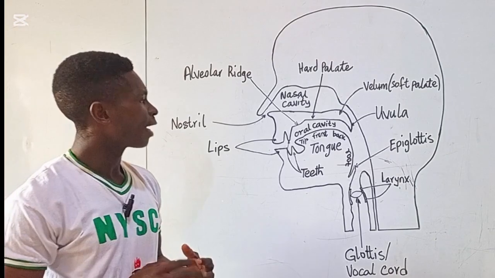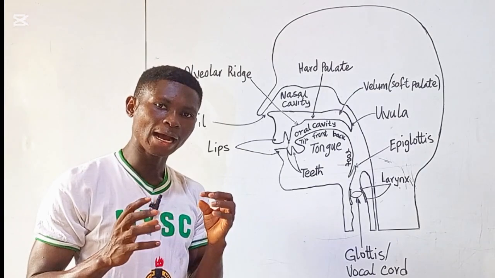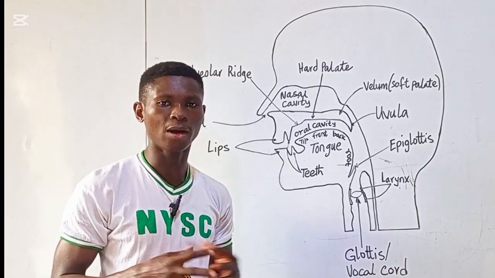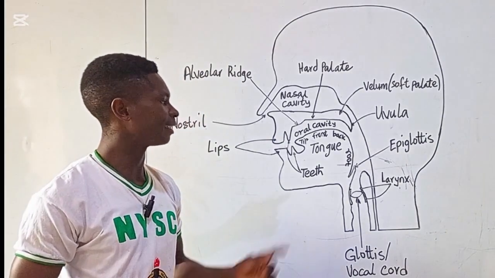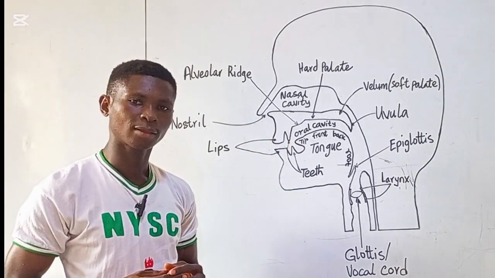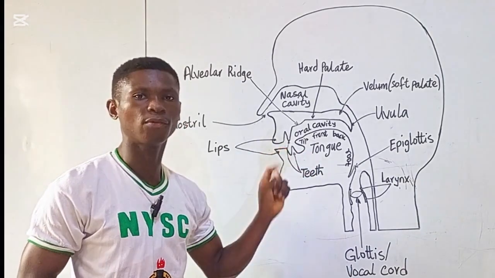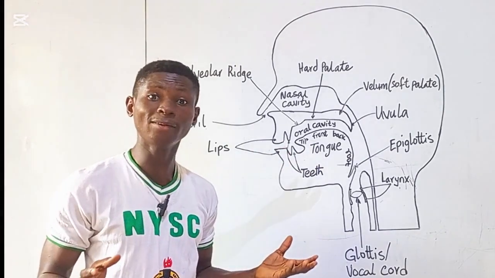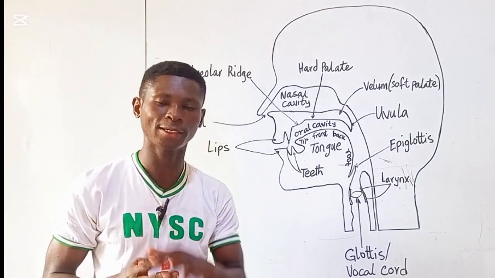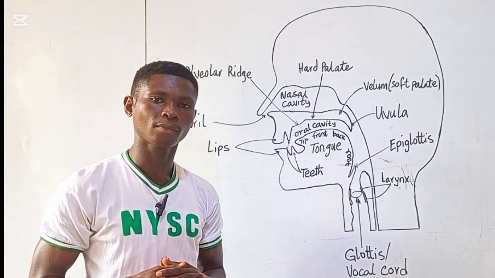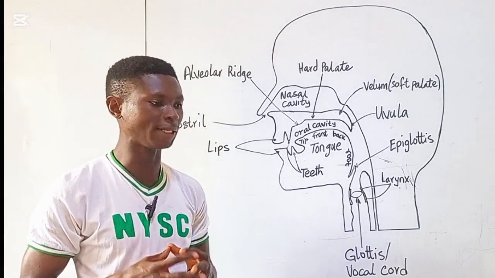All right, we have yet another very important part of the mouth that can enhance articulation of sound, and that is the tongue. I can call this the major organ of speech, because if your tongue malfunctions, it is not possible to speak. So the tongue is a very vital organ of speech.